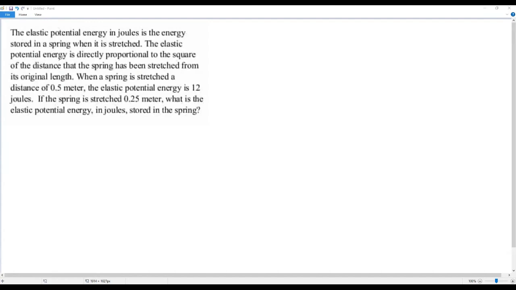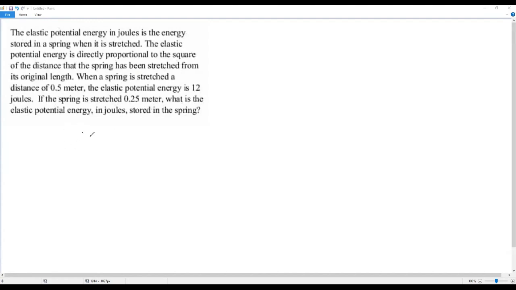The elastic potential energy is directly proportional to the square of the distance that the spring has been stretched from its original length. When a spring is stretched a distance of 0.5 meter, the elastic potential energy is 12 joules. If the spring is stretched 0.25 meter, what is the elastic potential energy in joules stored in the spring?